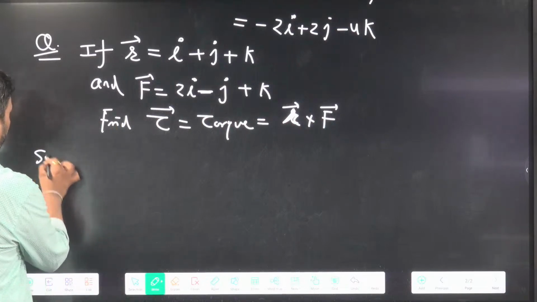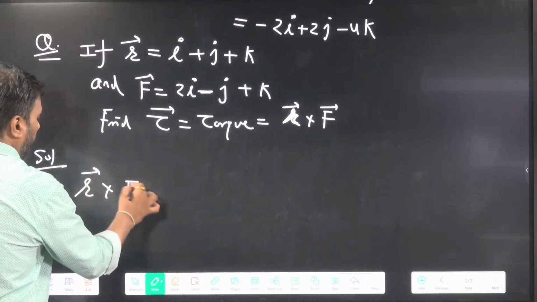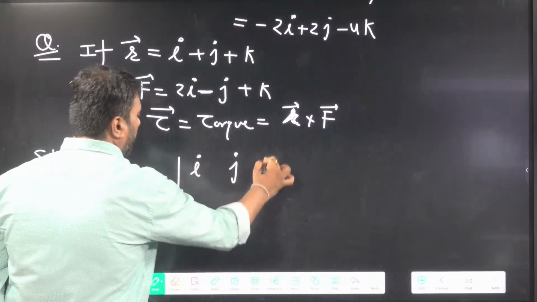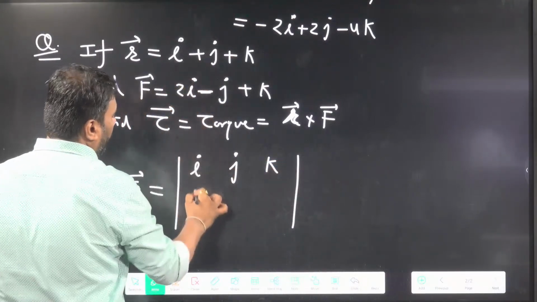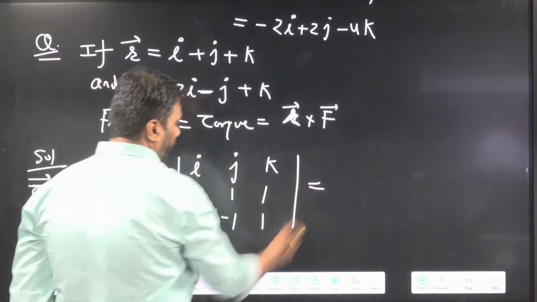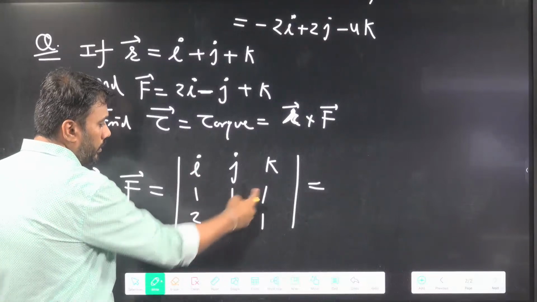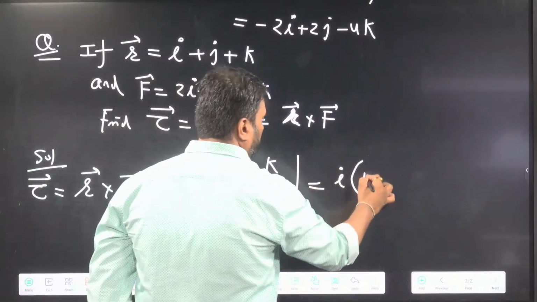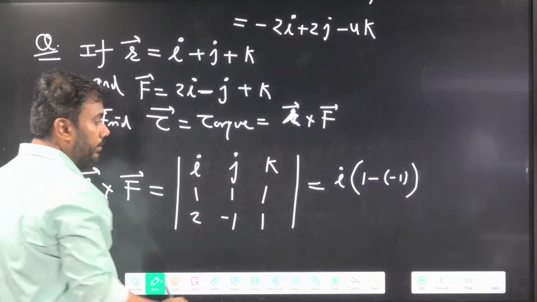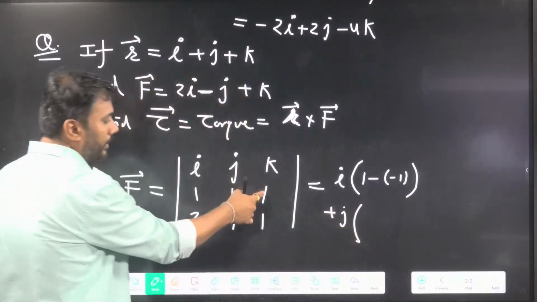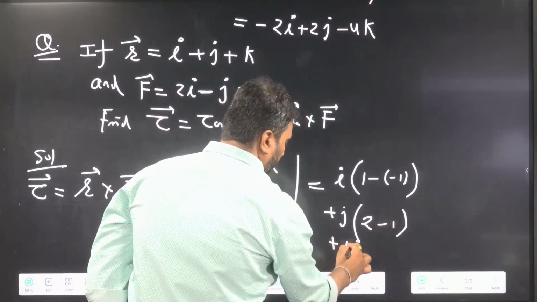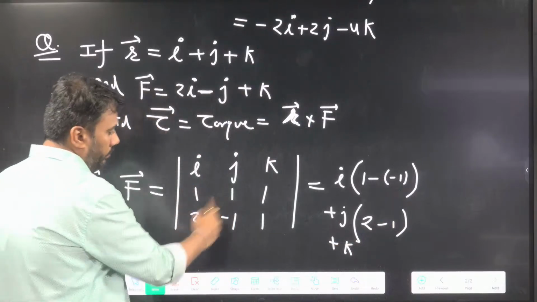So let me start also. R cross f, which is torque, that will be i, j, k. Components of r vector 1, 1 and 1. Components of f, which is 2, -1 and 1. Now I will open the determinant. i into 1 minus of -1. Okay, i into 1. Then this is -1. I will put a negative sign in between. Plus j. For y, I will start with z. 1 into 2. Then -1. Then k. -1, -2.